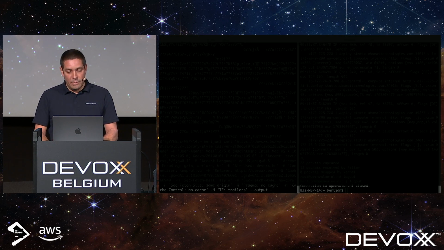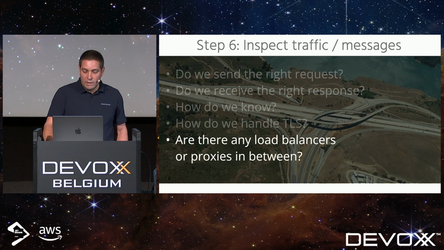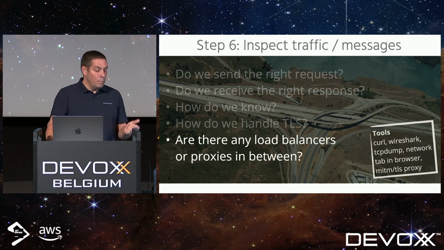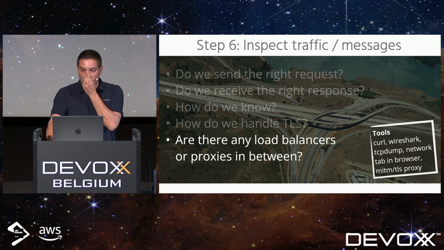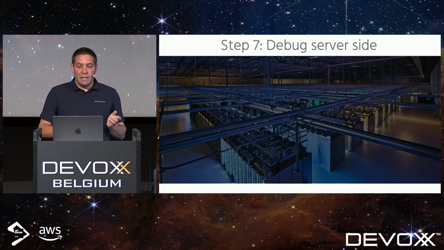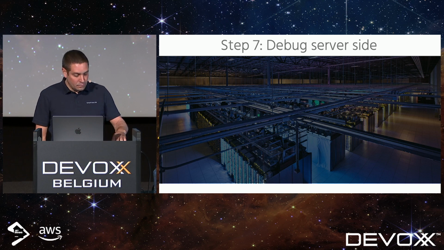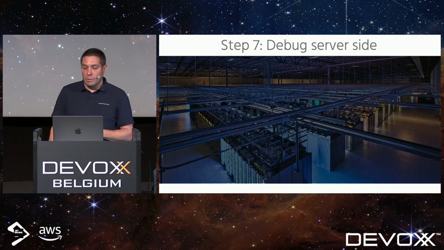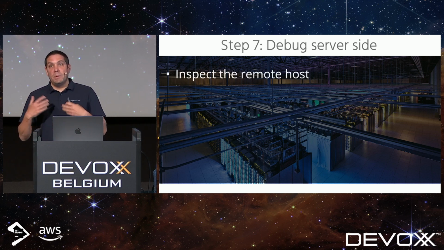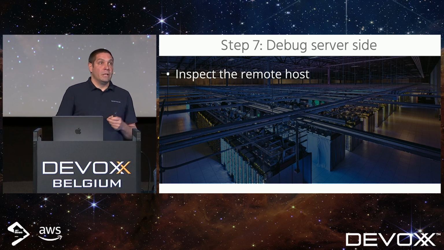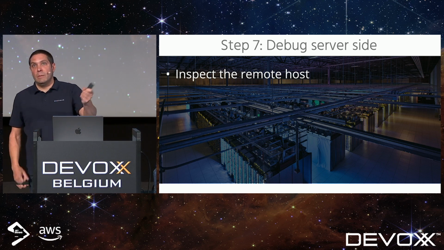All right, we have 11 minutes left, which should work, I hope. So tools could be the network tab or maybe a man-in-the-middle or TLS proxy. So next step is debug the server side. So you should get close to the server, see whatever you can see there. So inspect the remote host. What do we know? Where is it running? Is it Kubernetes? Is it on the cloud? Is it a VM? Is it bare metal?